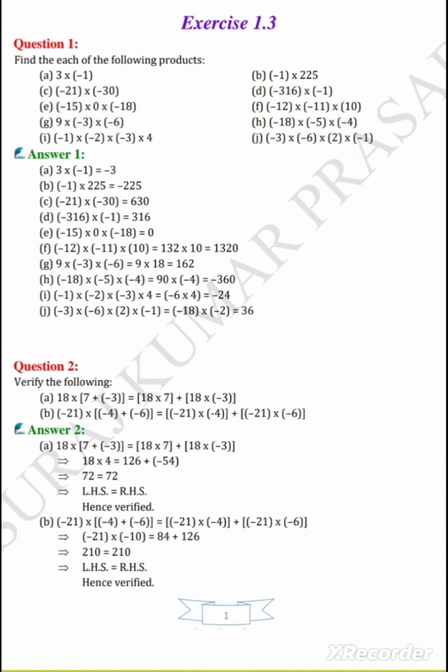Minus 21 into minus 4 plus minus 6 is equal to minus 21 into minus 10, and other side minus 21 into minus 4 is 84 plus minus 21 into minus 6 is 126. Minus 21 into minus 10 is equal to minus into minus plus, 21 into 10 is 210, and other side 84 plus 126 is 210. Hence it is also verified, LHS is equal to RHS. 210 is equal to 210.